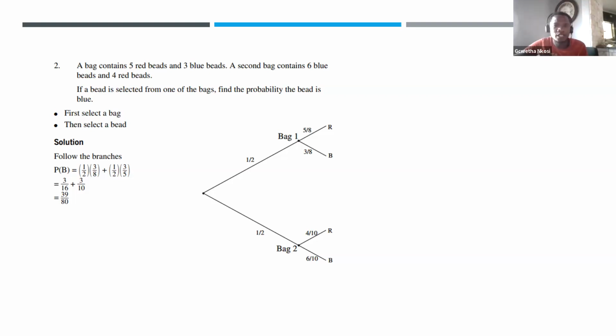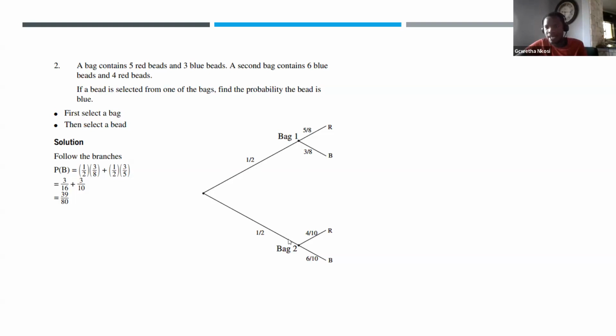So to answer the question, they say, find the probability that the bead is blue. Remember, we are going to travel along the route of the blue at the end of our tree diagram. So the end of our tree diagram here, this is blue. So we have to travel along the route of blue. So I've got 1/2, that's a half. Then if we come here, which is 3/8. So it's half multiplied by 3/8.